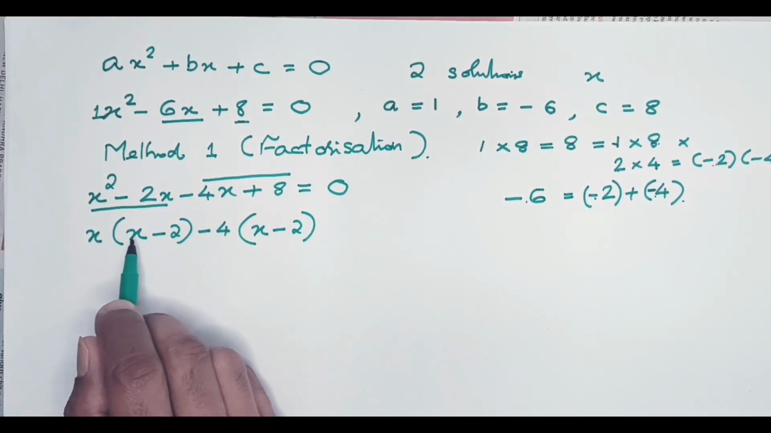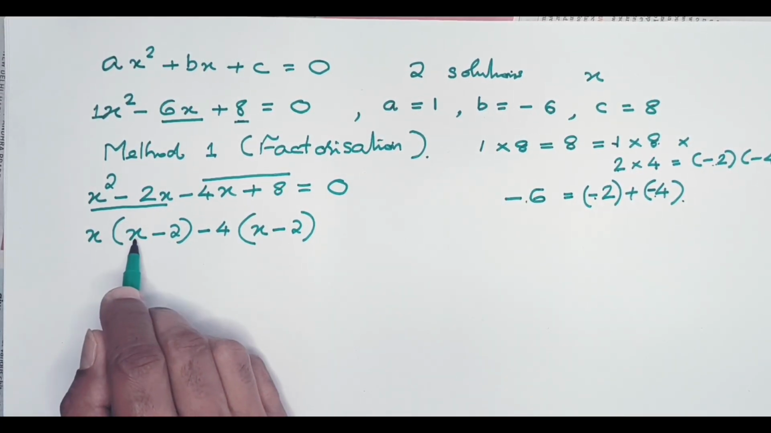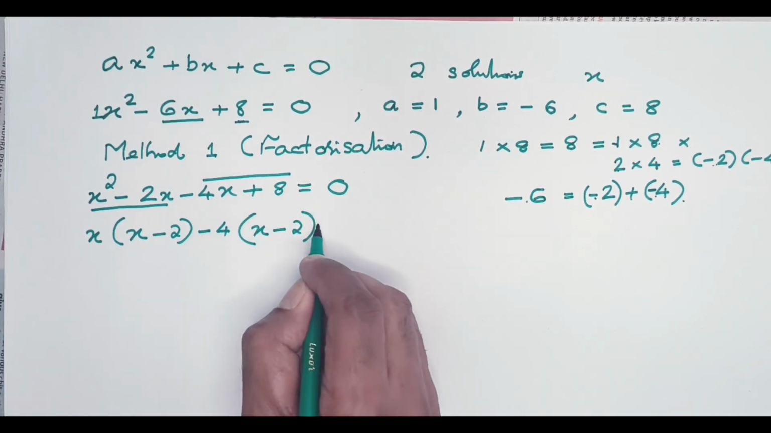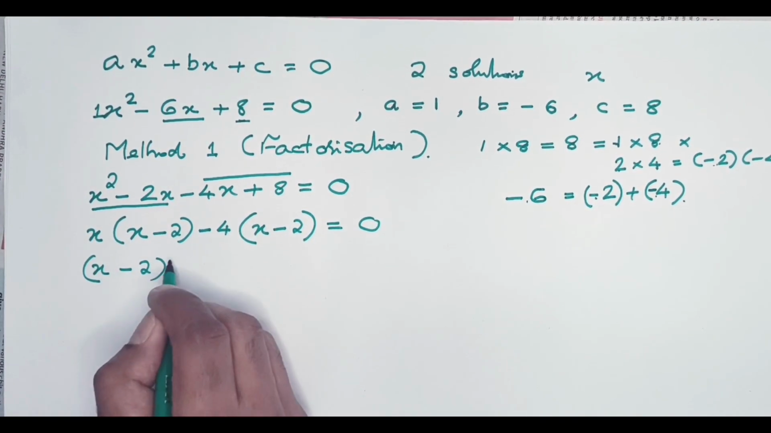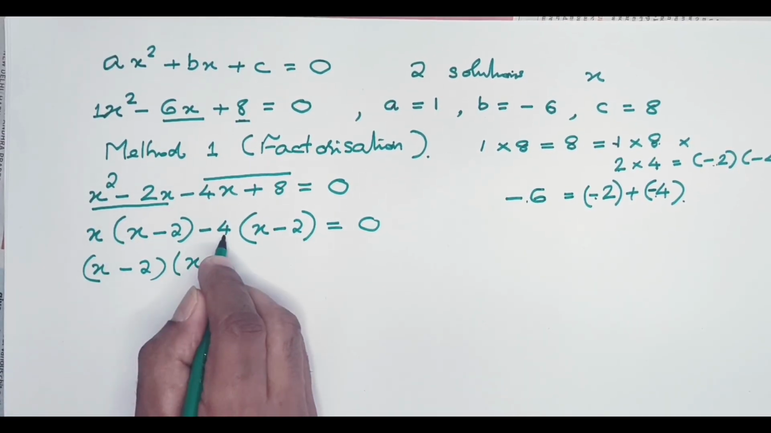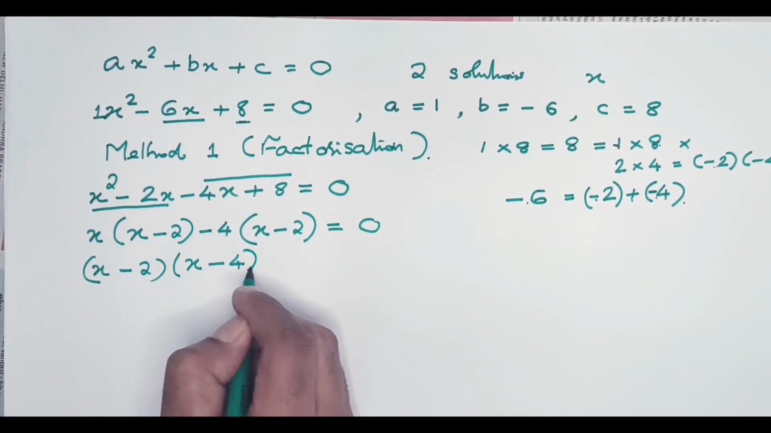Now look at this. Doing this, you have got two terms where x minus 2 is common. So again, we can factor it out. x minus 2. Here you are left with x. There you are left with minus 4.